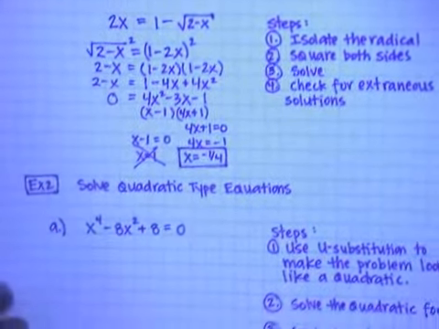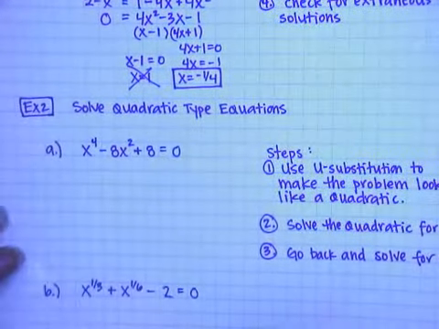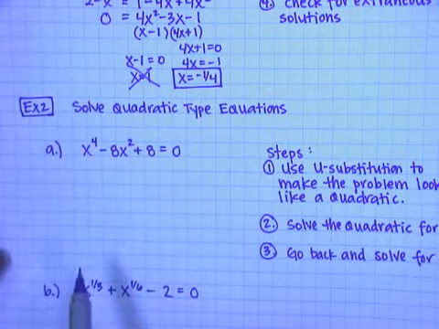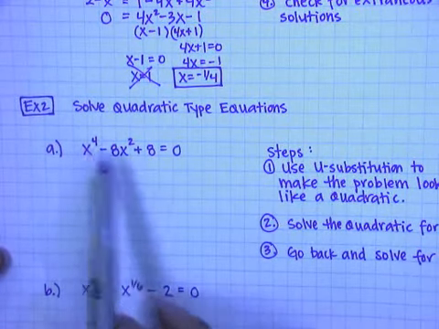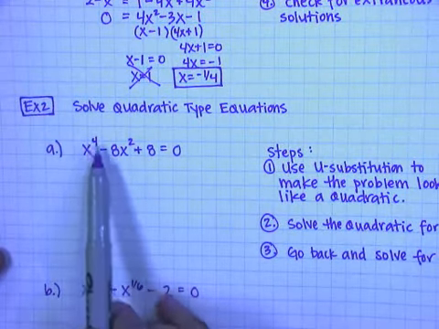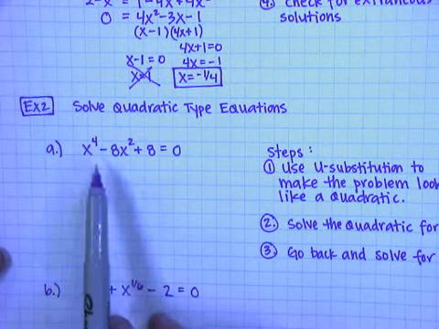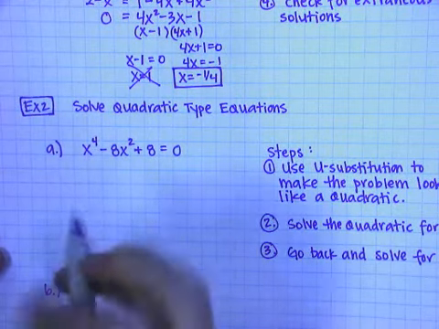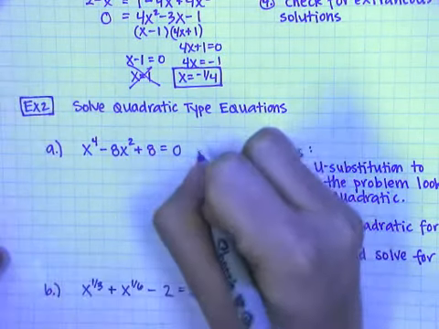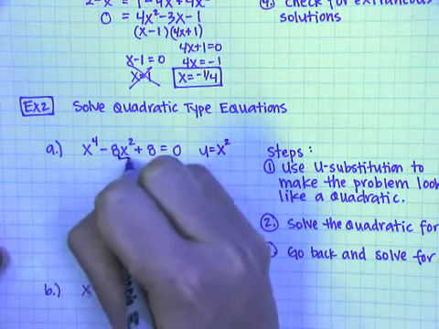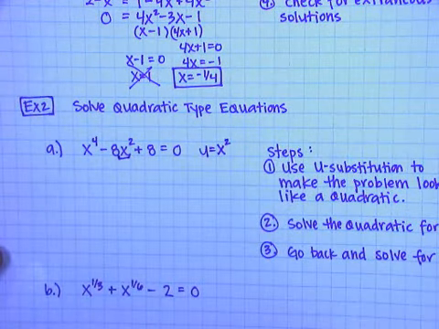Now, the next type of problem that we looked at today in class was solving a quadratic type equation. These are equations that have 3 terms. That's usually going to be your dead giveaway. But they're not quadratics because they're not to the second power, they're not to the second degree. So in this case, I think u substitution is usually pretty helpful. So I'm going to say let u equal x squared. The shortcut is you always make u be the middle term.